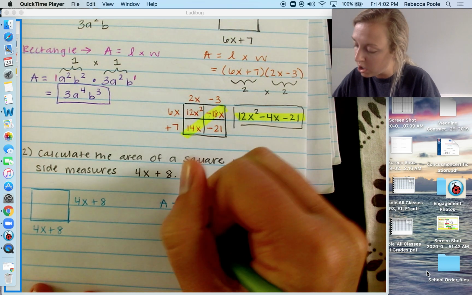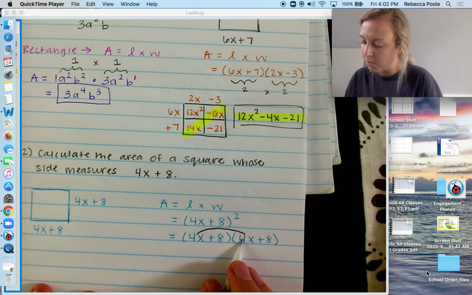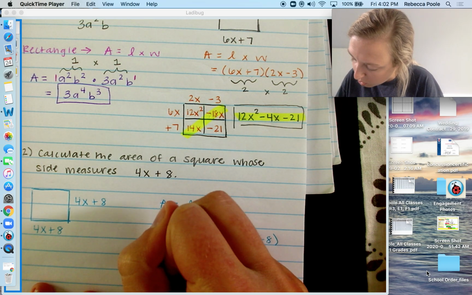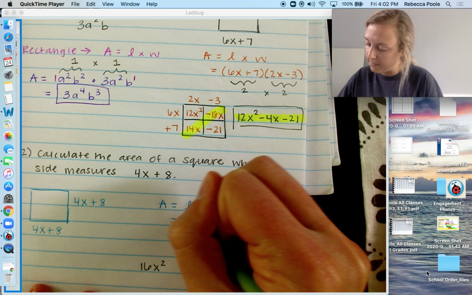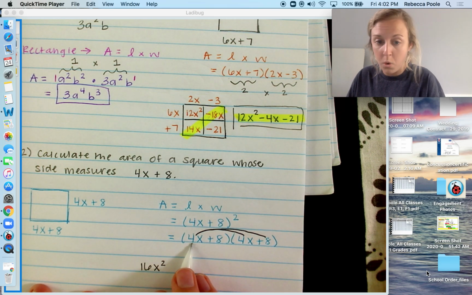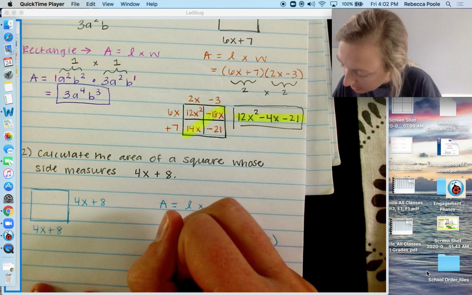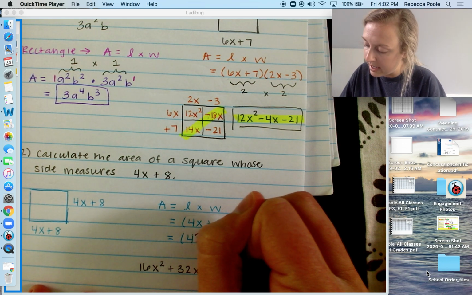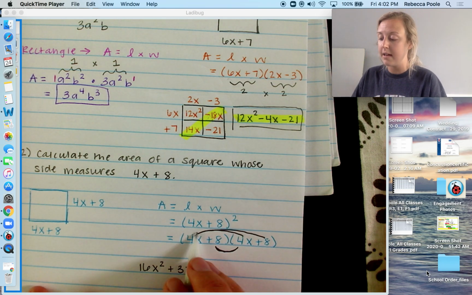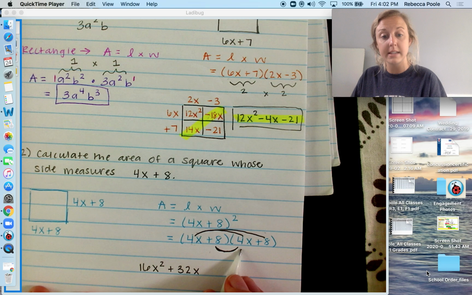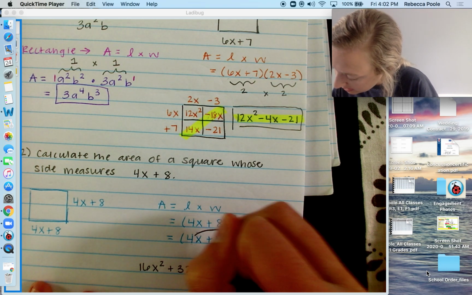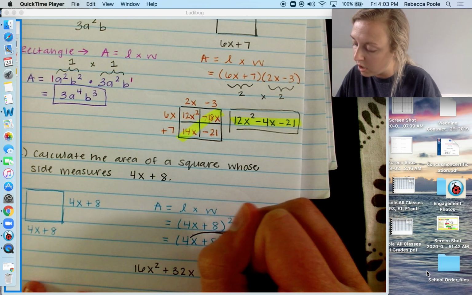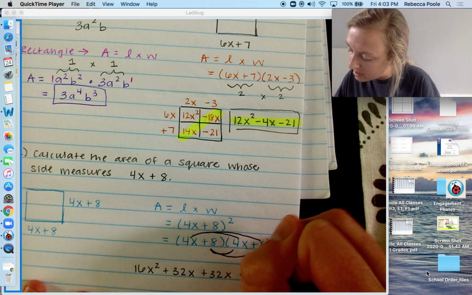So if I do the first term times the first term, 4 times 4 is 16, and there were 2 x's, so that's x squared. Now I'm going to do the first term times the last term, so 4x times 8 is 32x. Then I'm going to do the inside term times the inside. F was first, O was out, I is in. So 8 times 4 again is 32, and there was an x right there. And then the last term for L, 8 times 8 is 64.